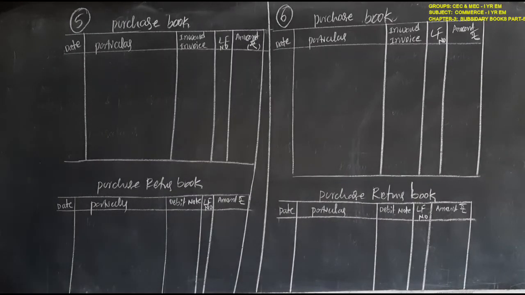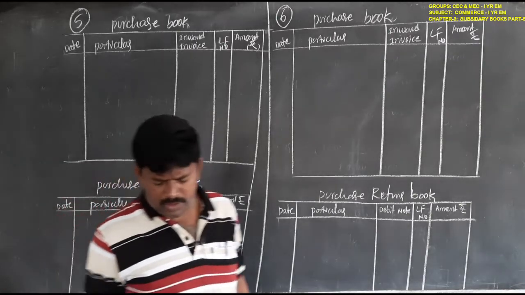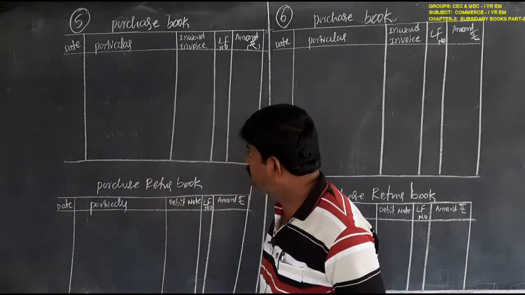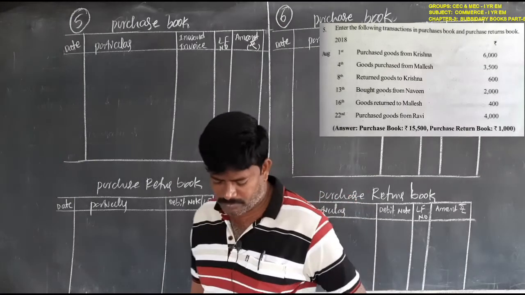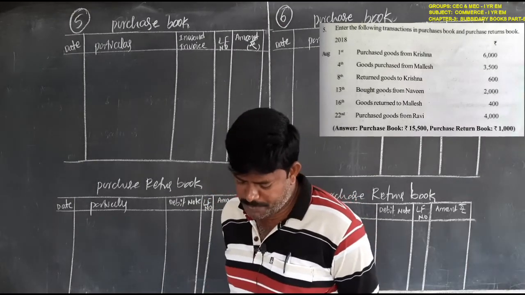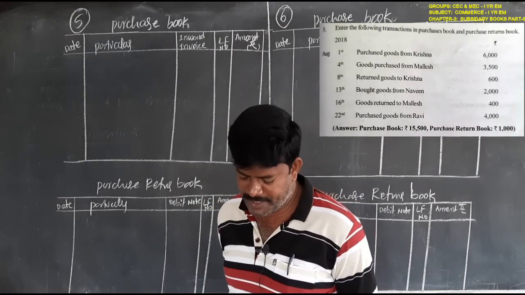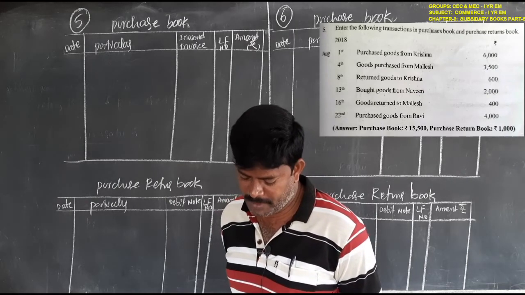Okay, problem number 5. See one by one. Purchase goods from Krishna, 6,000 rupees. It will come in the purchase book.